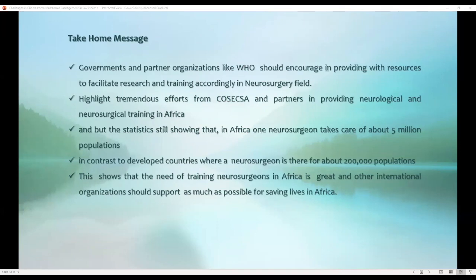But the statistics still show that in Africa, one neurosurgeon takes care of about 5 million people, in contrast to developed countries, where one neurosurgeon is there for about 200,000 population. You can see this gap in Africa: one neurosurgeon for about 5 million.